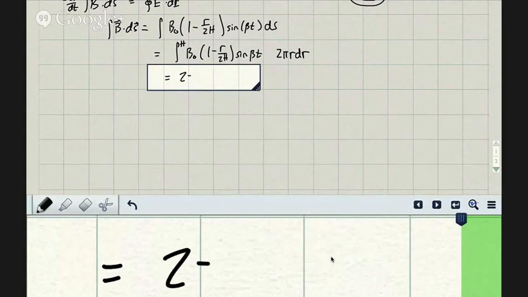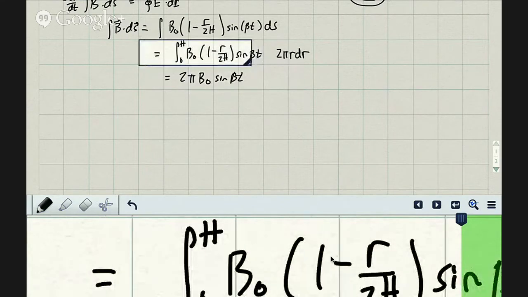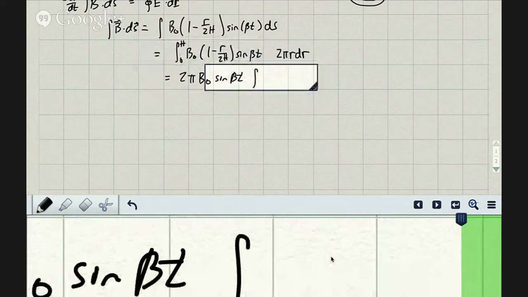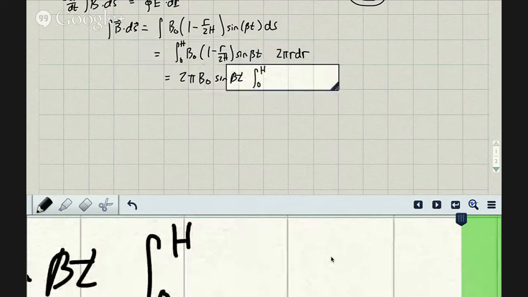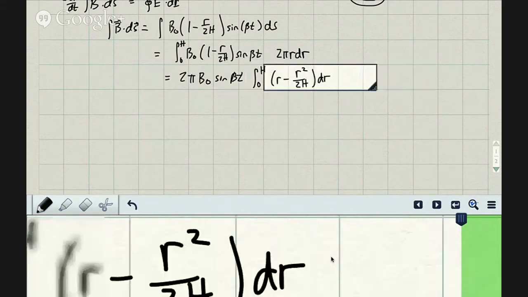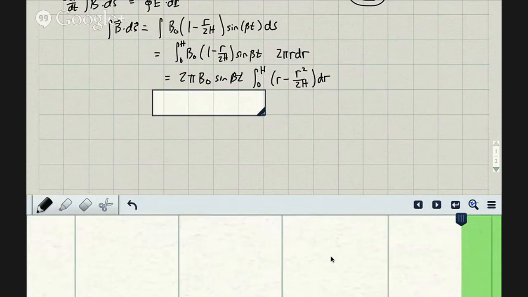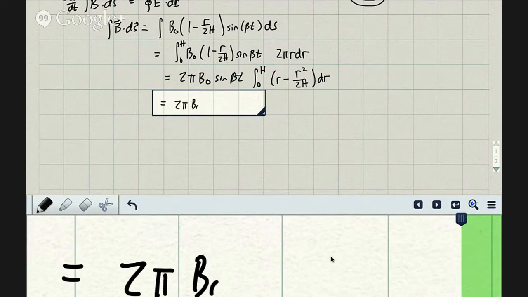Let's pull out the constants here. We got 2 pi B0 sine beta t, integral from 0 to h, and then we're going to have the first term be r minus r squared over 2h. Is that any better? I think that should do it. I think that's good. Let me know in the chat if I miss anything else. Sorry about that. So 2 pi B0 sine beta t.